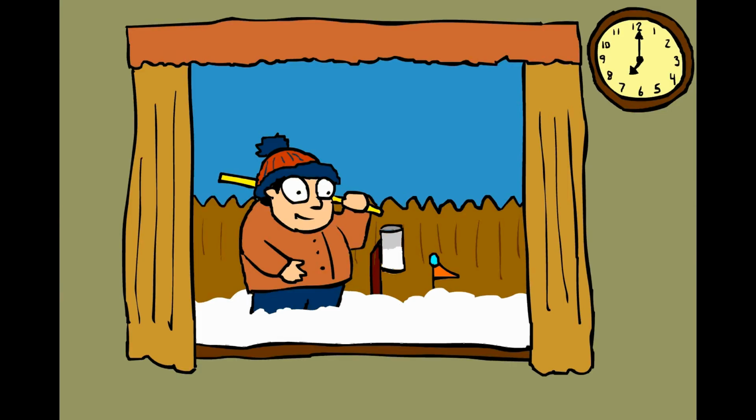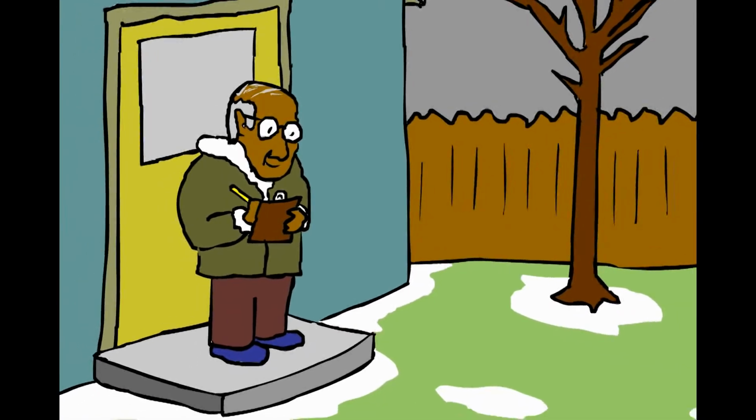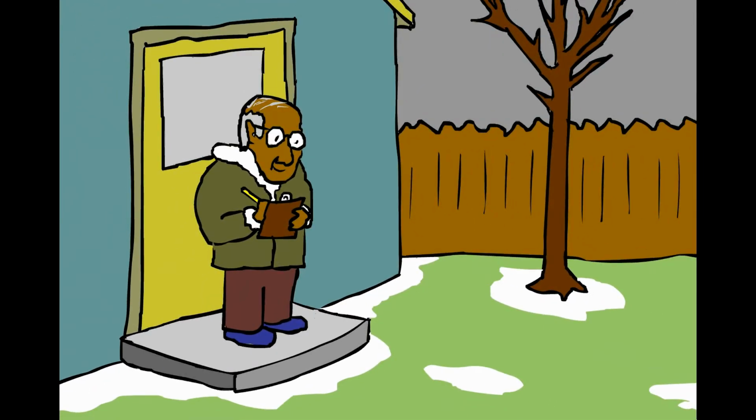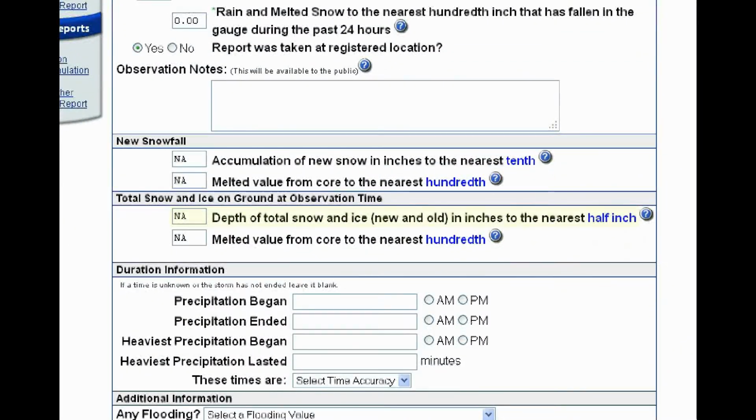Since this measurement is taken during your normal time of observation, typically around 7 a.m., if possible, please report your total depth of snow every day that there is snow on the ground, even if you didn't receive any new snow. Report your measurement in the field depth of total snow and ice, new and old, to the nearest ½ inch.